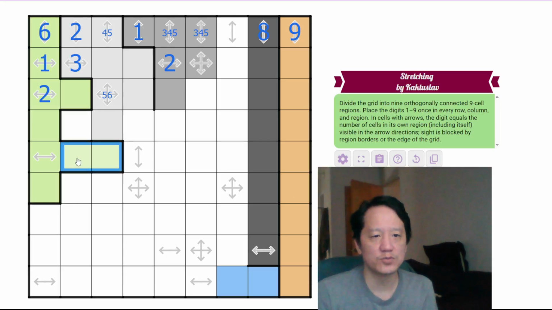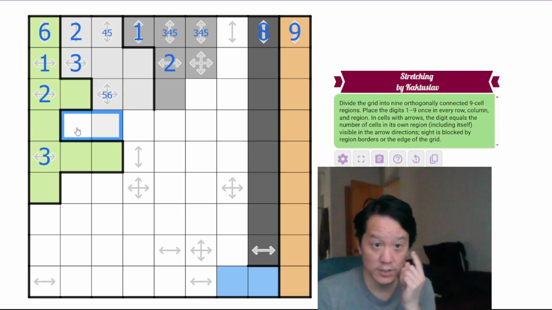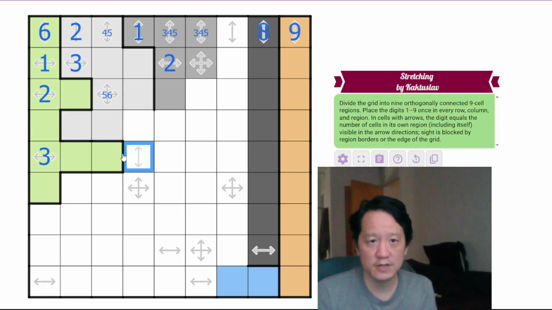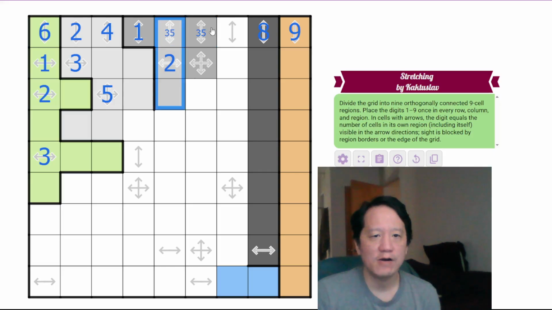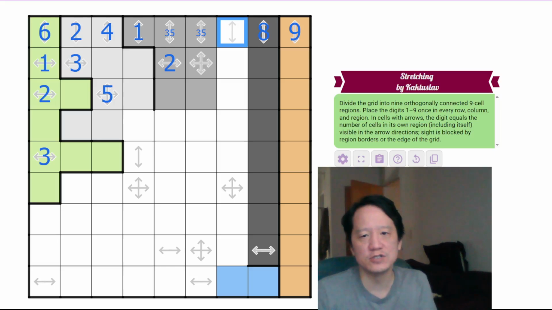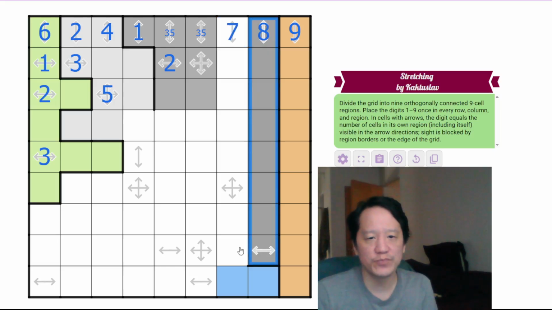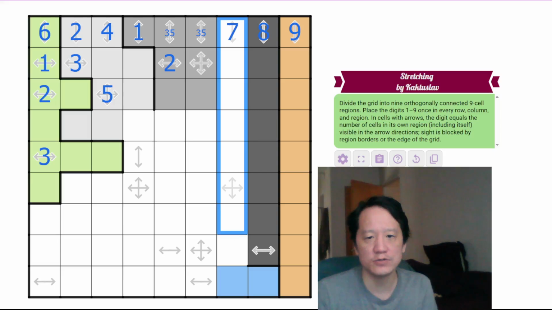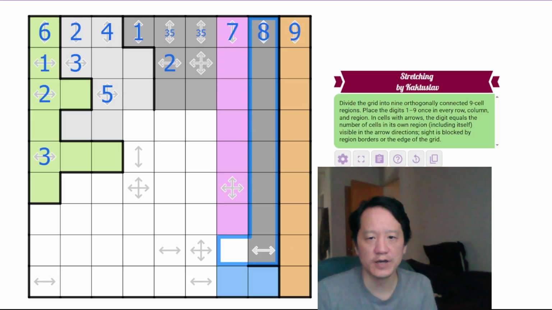Because that's 9 cells. 1, 2, 3, 4, 5, 6, 7, 8, 9. So that sees 3 cells. This can only be part of light. So this sees 4 cells here. That makes this 5. This cannot be 4. This is 3 and 5 as a pair, which forces this to be 7. Dark has to then, 7 goes this way. So dark has to go that. So that's 8.